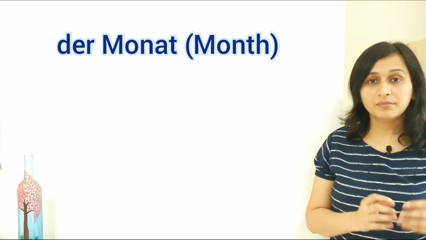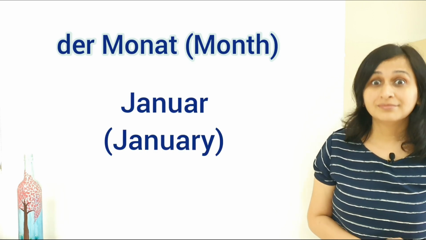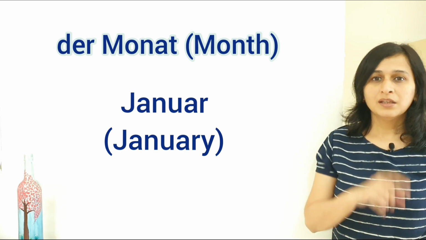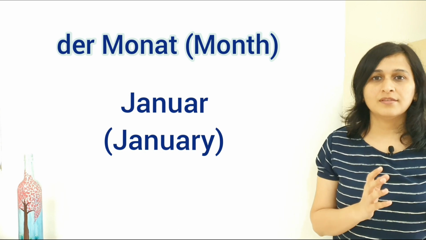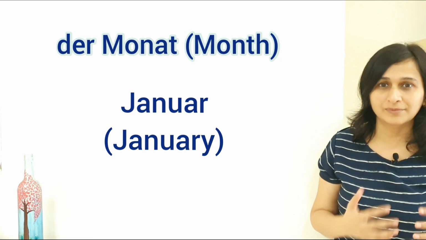Let's move on to the months. Der Monat means the month. Januar, January. As we have learnt in the alphabets, the J of English is J in German and it's pronounced like Y, like year.